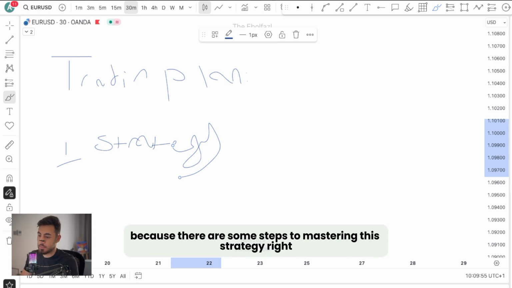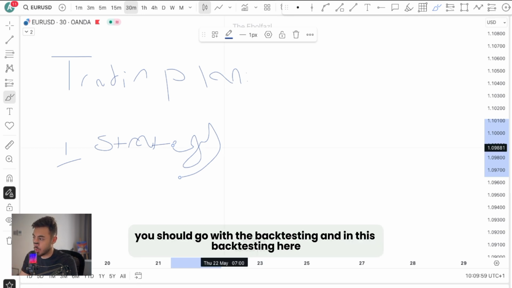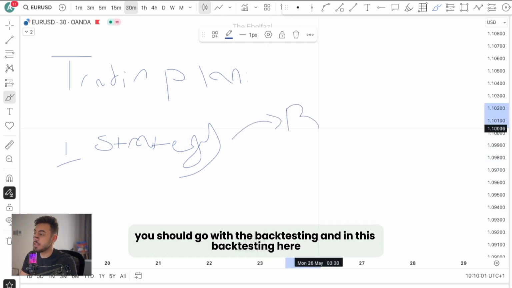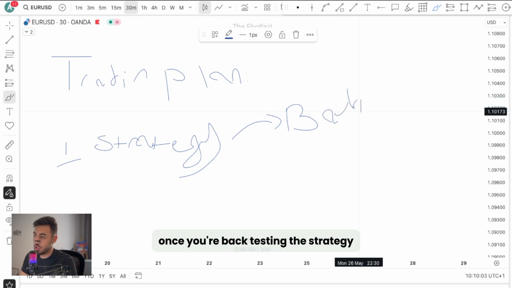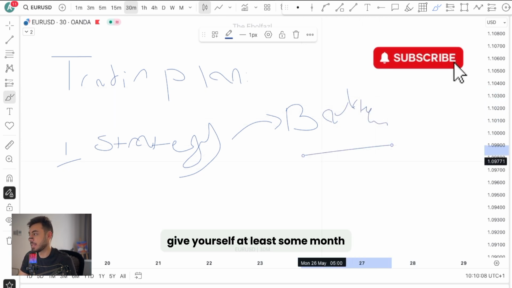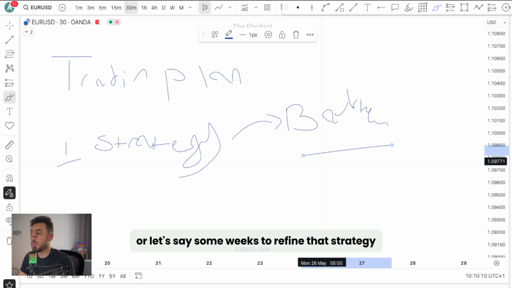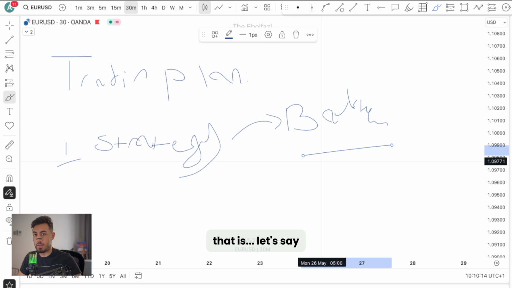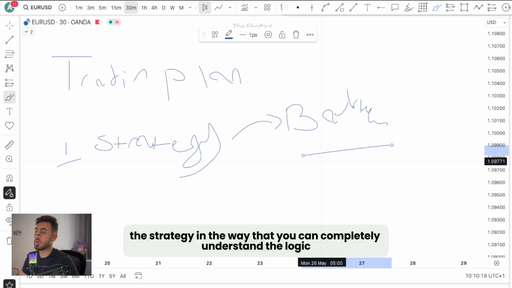Because there are some steps to mastering this strategy, right? Once you learn a strategy, you should go with the backtesting. And once you backtest this strategy, you should give yourself at least some weeks to refine it in a way that you can completely understand the logic, right?